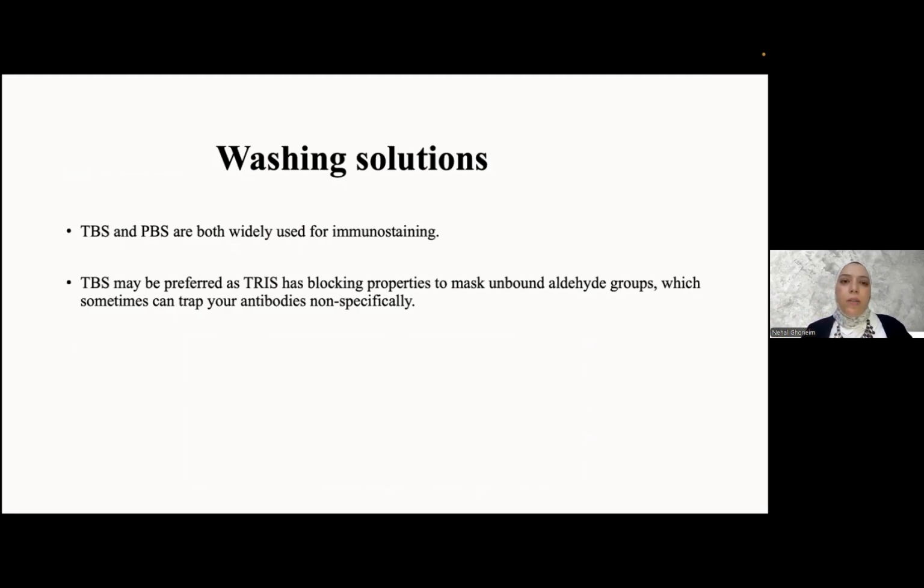Okay, the washing solutions usually used between every step and the next to wash off the detergent, the primary antibody, or the fixatives are either TBS or PBS. Both are widely used for immunostaining. TBS may be preferred as Tris has blocking properties to mask the unbound aldehyde groups, like we have mentioned in glutaraldehyde, that some aldehyde groups are not bound, so they can trap the antibodies non-specifically.